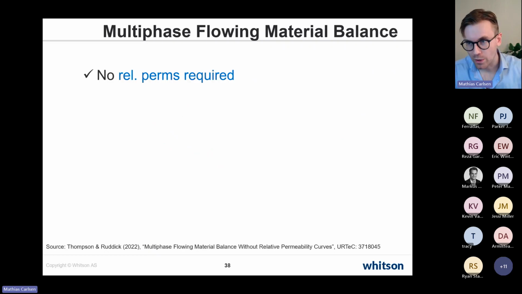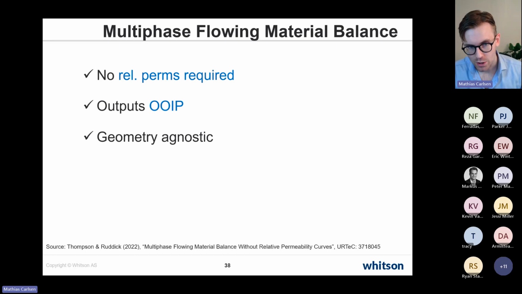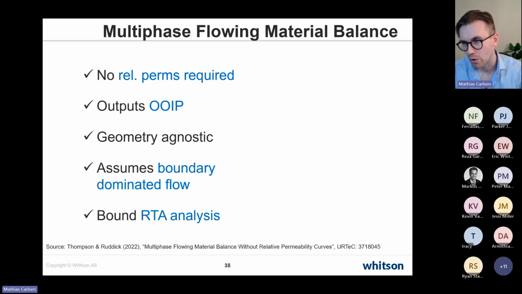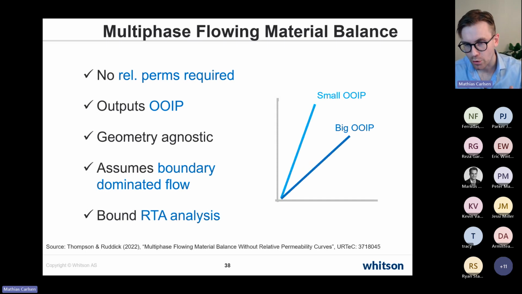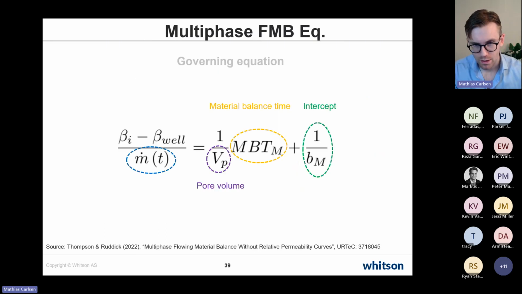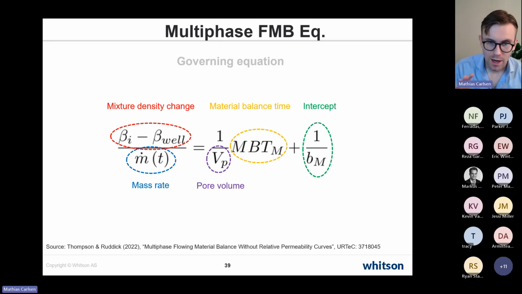The beautiful thing is that we don't require relative permeabilities. It outputs our quantitative pore volume, does not care about geometry, assumes boundary dominated flow, and we use it to bound our RTA work. So we've gone through this already. Inverse of the slope: small OIP, big OIP, bigger OIP. We've already gone through the equation one more time, so we've done that twice, at least, so you've seen it. But all the different pieces of the equation, we haven't actually shown you how to calculate this.